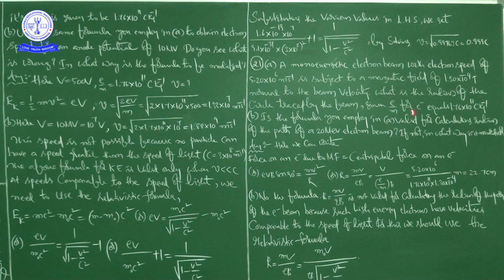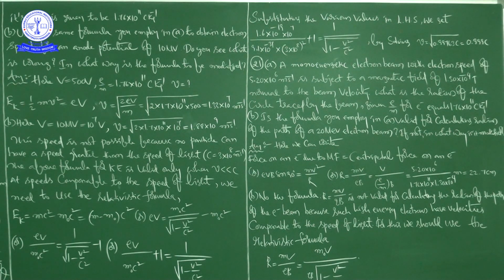First we are going for A, to calculate the radius of the circle traced by the beam. See here, first, what values have they given in this problem? Speed v is equal to 5.2 into 10 power 6 meter per second, magnetic field B is equal to 1.3 into 10 to the power of minus 4 Tesla, and e by m value is 1.76 into 10 to the power of 11 coulomb per kg. Theta is equal to 90 degrees, right? So these are the four values they have given.